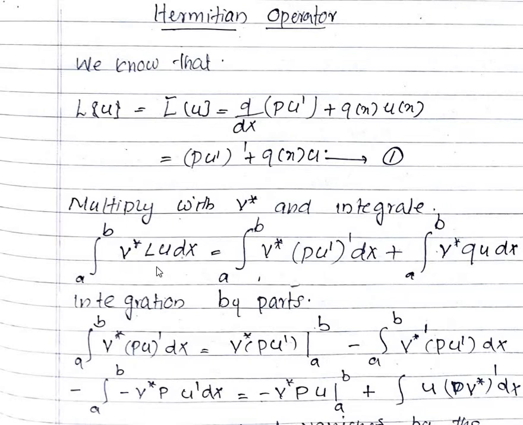Integral of v star L u dx is equal to the integral from a to b of v star (p u dash) dash dx plus the integral between the limits a and b of v star q u dx. Integration by parts.